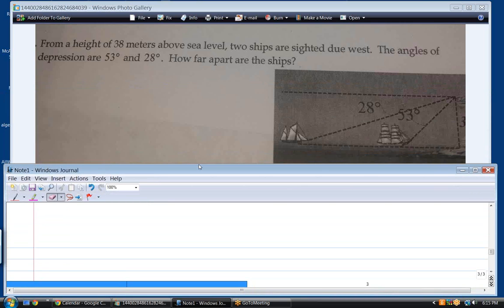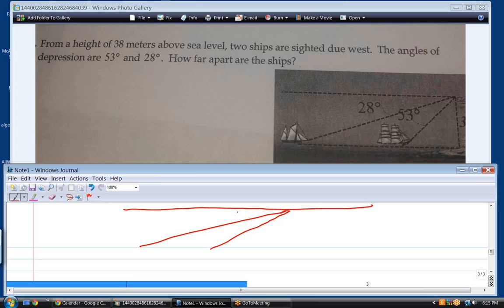All right. So we have two ships being sighted from the same point, and this angle of declination, or depression, excuse me, is 28 degrees, and this complete angle here is 53 degrees, is the way I interpret that. How far apart are the ships? So we need that distance there.